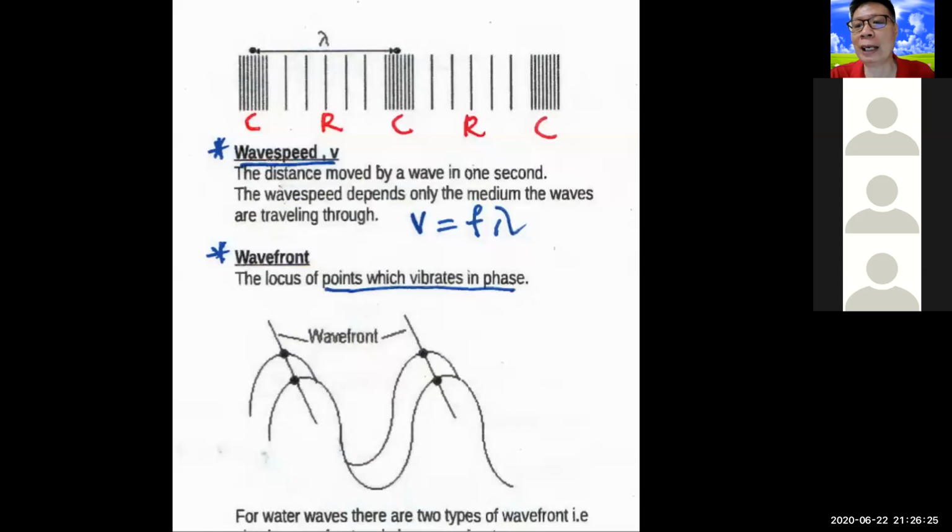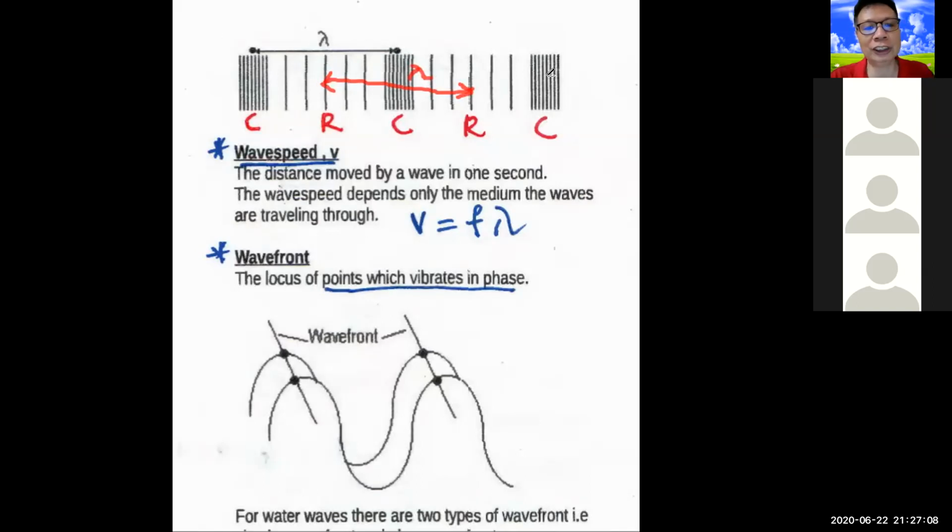Terry, type to everyone, don't type privately. So this is compression, this is rarefaction, compression, rarefaction. Okay, lambda is the distance between compression and compression. From compression to compression is a lambda. Another one you need to learn is from the center of rarefaction to the rarefaction, also can. This is also a lambda. So many ways to find lambda, C to C or R to R. Remember, they are very flexible to find a lambda.